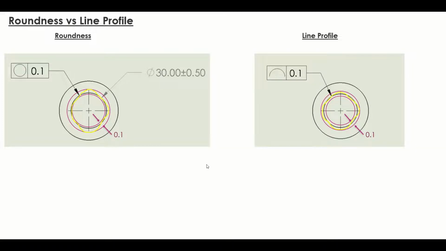We usually have a tendency to use the roundness callout to control the circular shape. Though it is not wrong to use the line profile, it's more common to use the line profile for more complex, random profiles. When dealing with circles, the roundness callout is still the first choice.